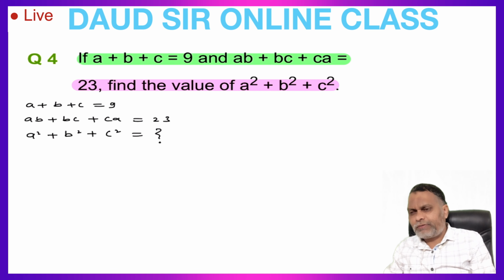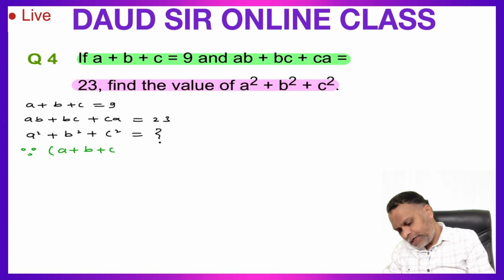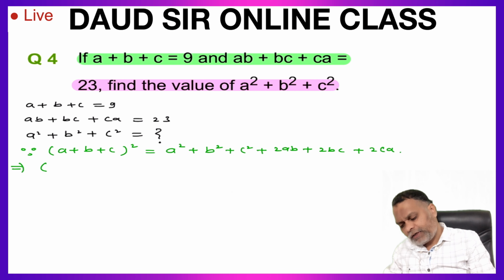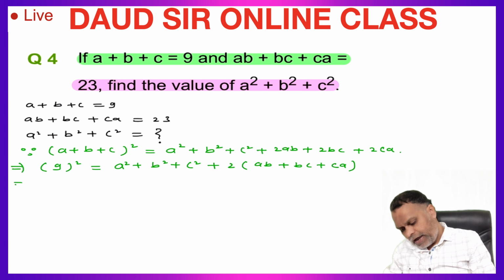For finding this a² + b² + c², apply the identity (a+b+c)². Since (a+b+c)² is equal to a² + b² + c² + 2ab + 2bc + 2ca, substitute values. The value of a + b + c is given 9. So 9² is equal to this a² + b² + c² we have to find out, so write as it is, plus 2ab + 2bc + 2ca. Take out 2 common, 2(ab + bc + ca). 9 squared is 81.